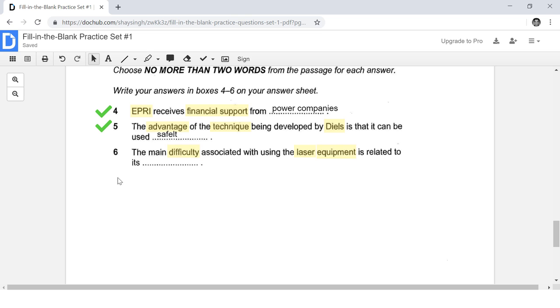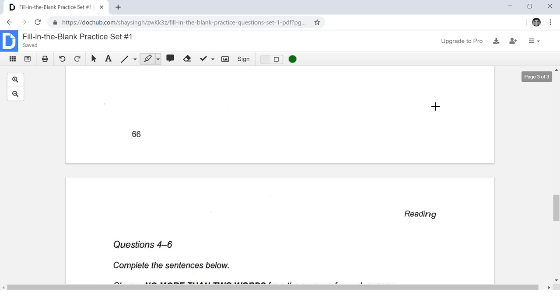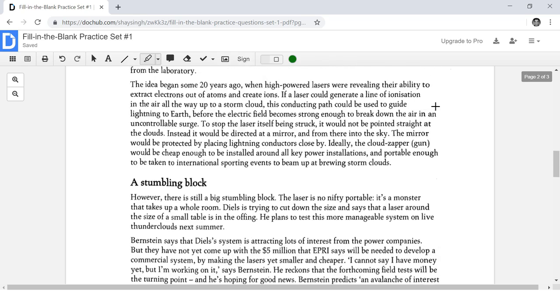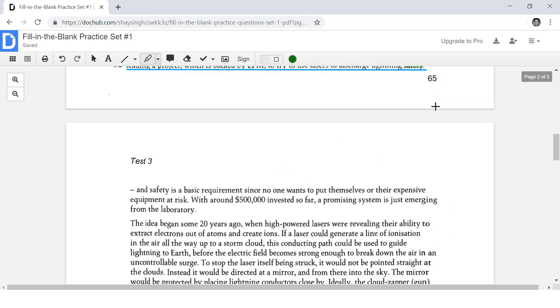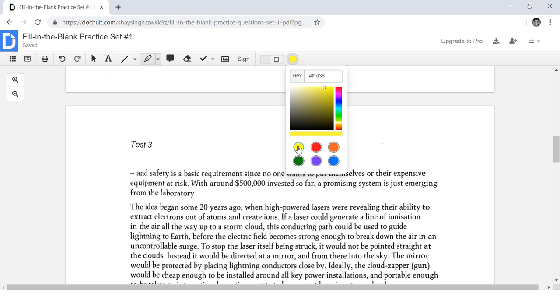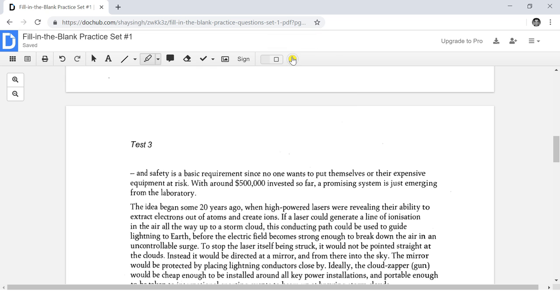So we're going to be looking for keywords related to difficulty, some type of a problem or complication, and something related to laser equipment, laser and equipment. So let's see if we can find some sort of a difficulty, some kind of a problem that is happening when laser equipment is being used. So let's come up here. So we are looking for laser and difficulties.